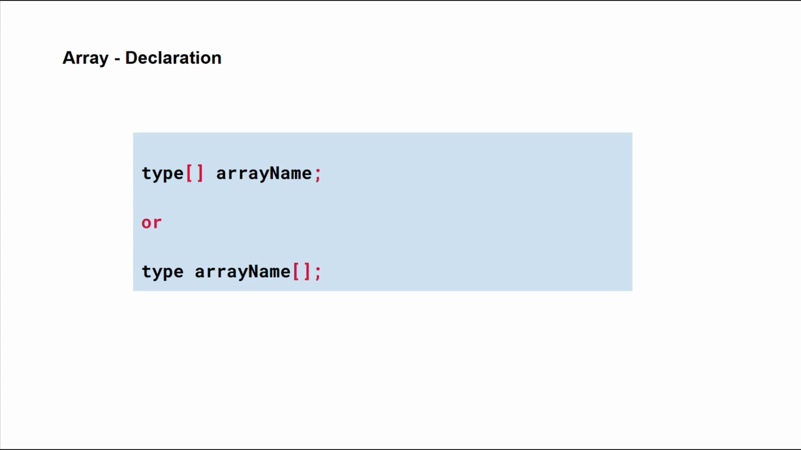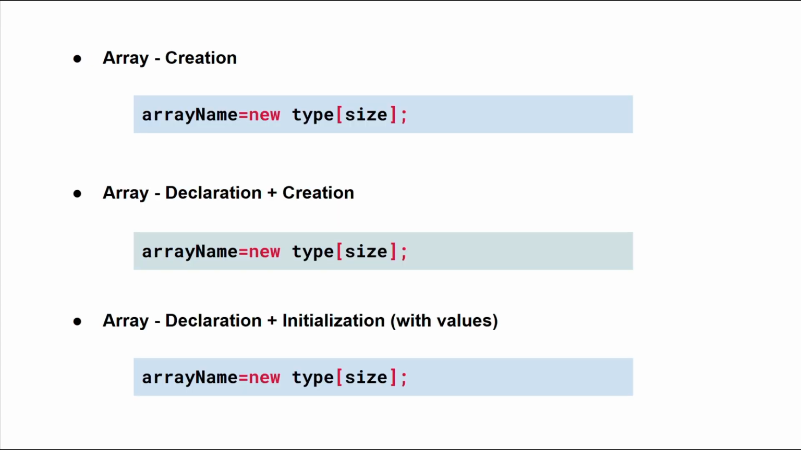Here's the general syntax for declaring arrays. However, the first form is preferred in Java for better readability and consistency. And here's the general syntax for declaring, creating, and initializing arrays.